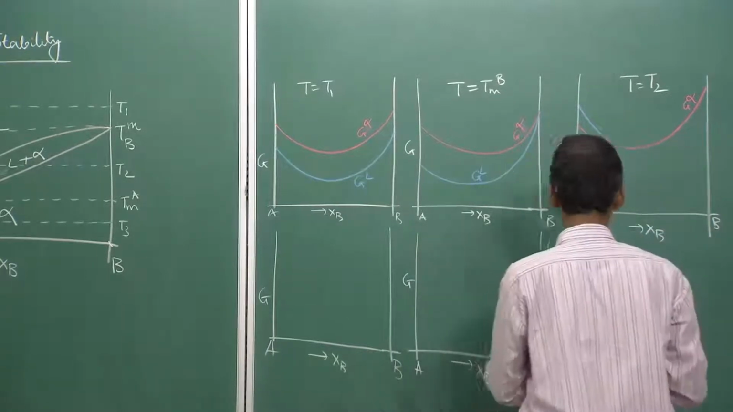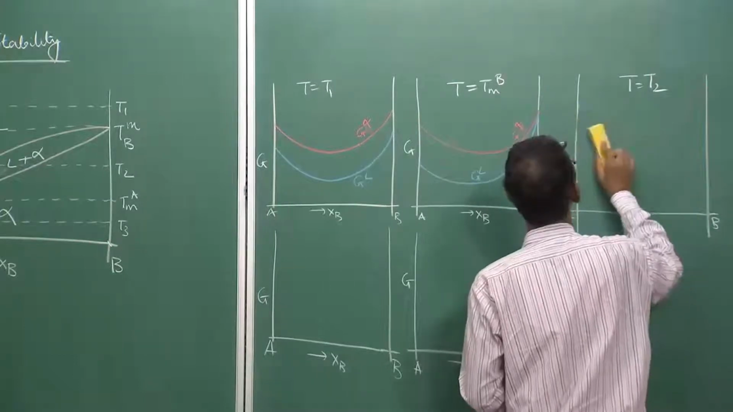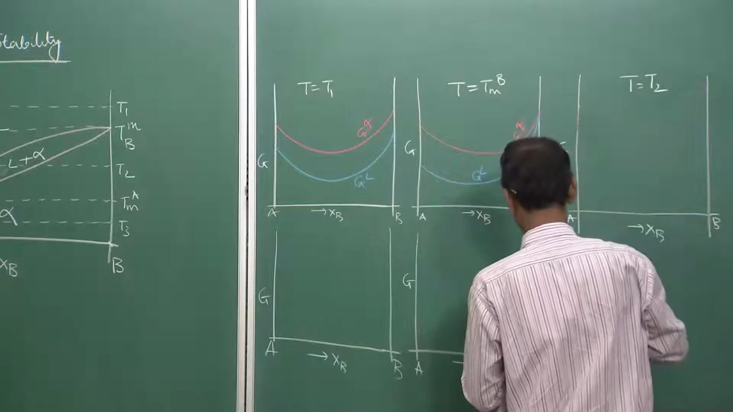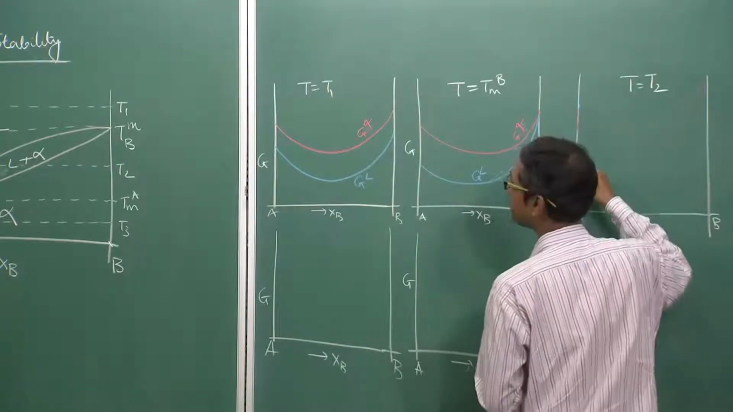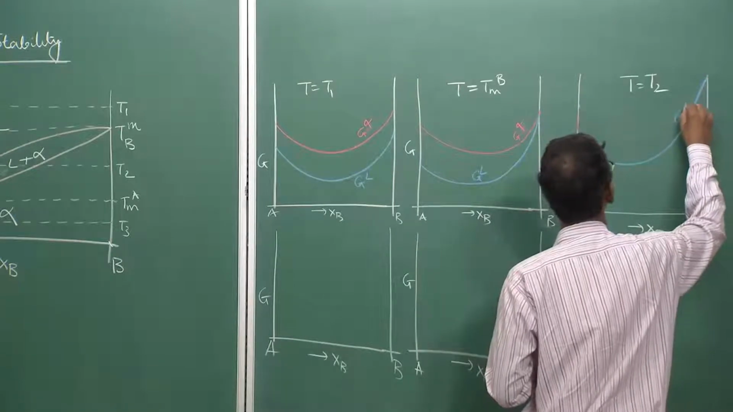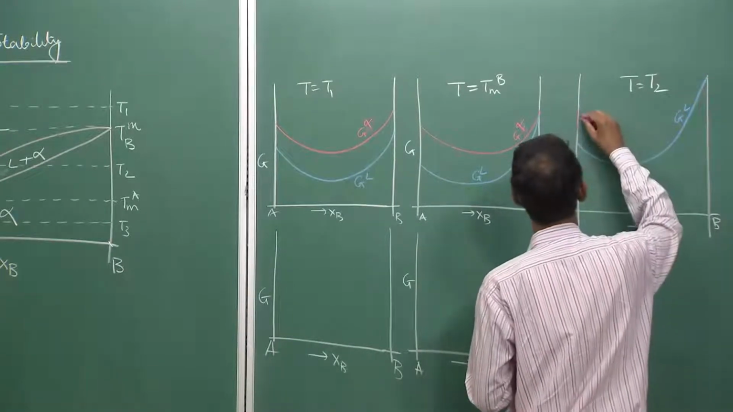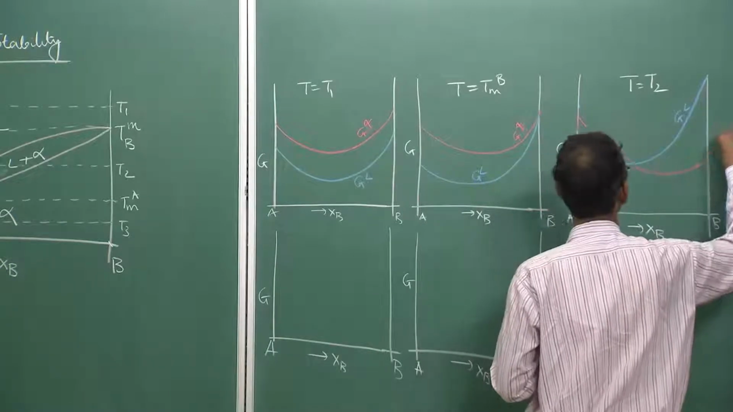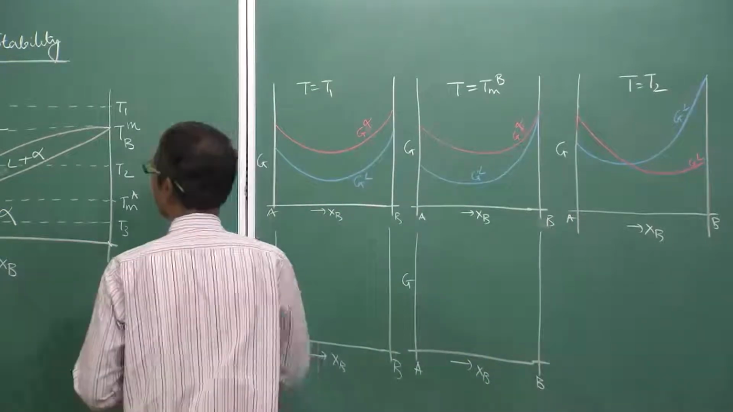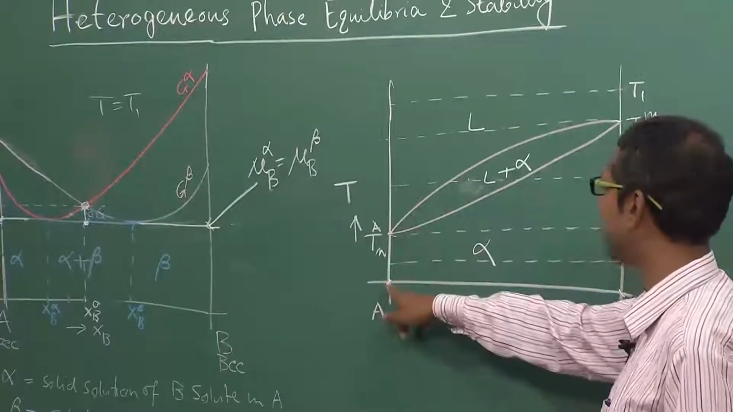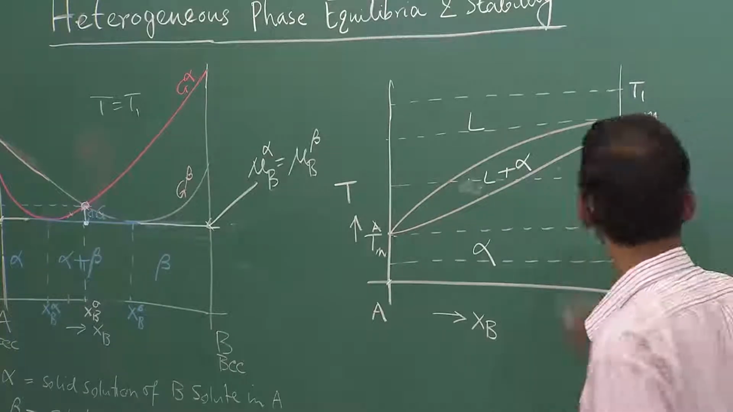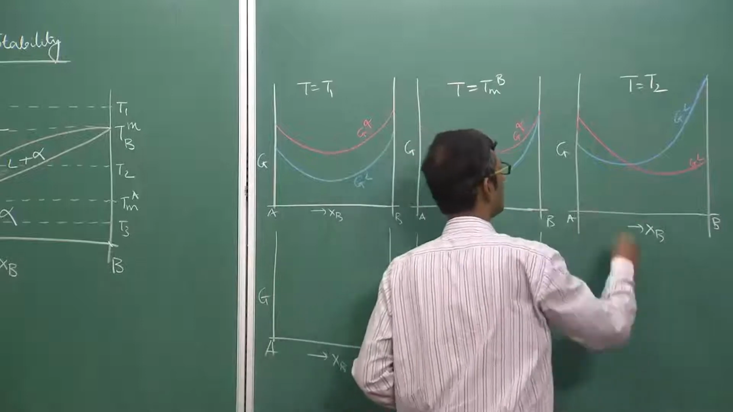You have to raise a little bit, otherwise it will not match. Okay. So first let me draw the liquid G_L, and I will draw now the alpha. It is very clear that liquid is stable at the beginning in the A rich end, then liquid plus alpha is stable, and then alpha is stable. So that is why there is this crossover point here.